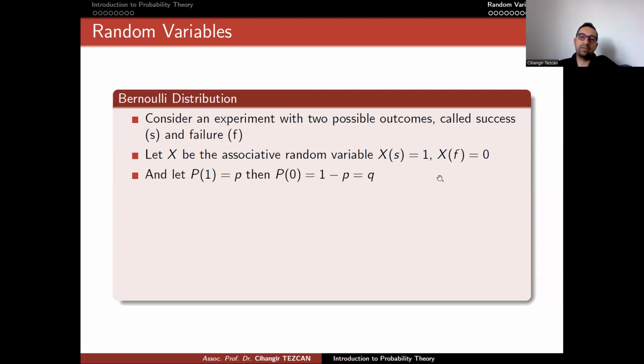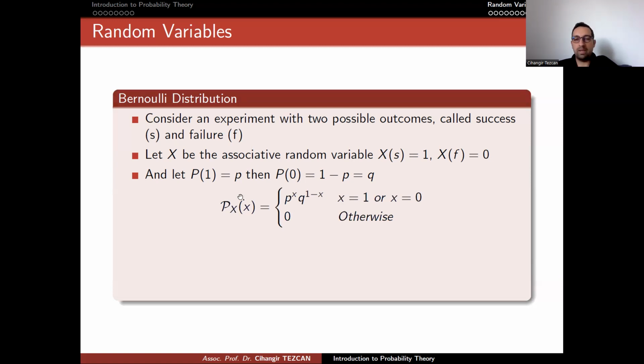Since we are now representing them with 1 and 0, the probability of observing 1 is p, and the probability of observing 0, or failure, is 1 minus p, because the summation of these two has to sum to 1. So p plus q should be 1. So our density function is now defined like this: p to the x times q to the 1 minus x, where x can be either 0 or 1.